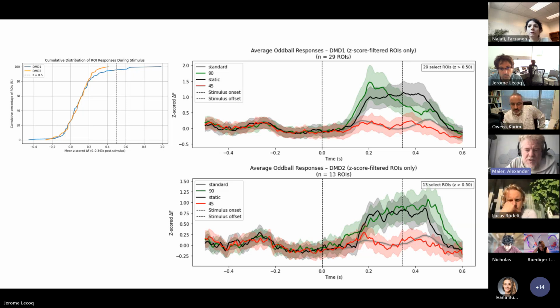And that is also true for the other plane. That's shown right below, the DMD2, the one that seems to be more apical. And you see the average response right there. Now, the Z-scores are rather low. I think Sarah is ready, so maybe she can take over.